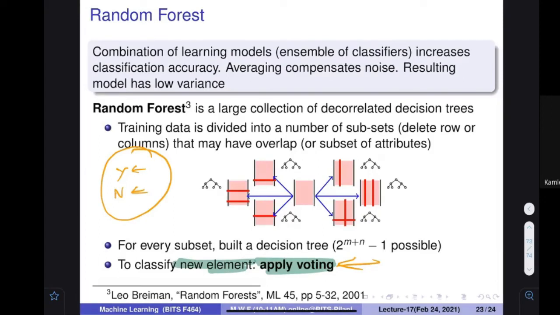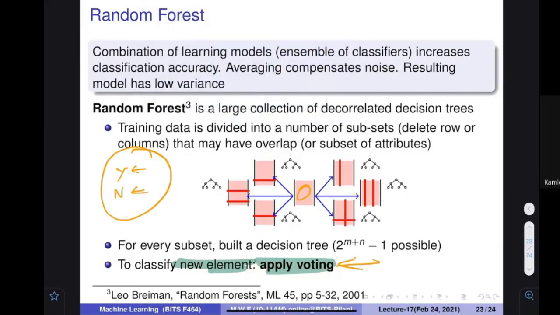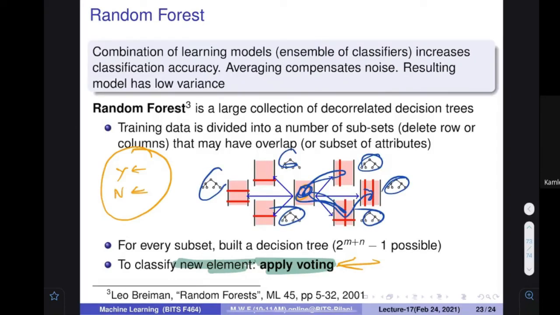Clear? Yes. From one database I have created multiple databases. For each of them I have created a tree. If a new item is coming, I apply voting, find out how many of them are telling yes or no, and then I can tell what the classification of that particular item is.